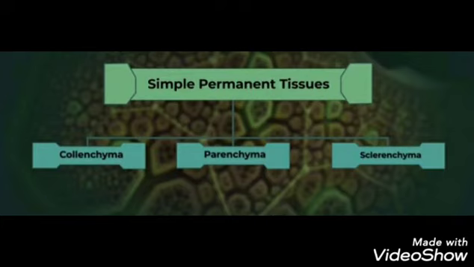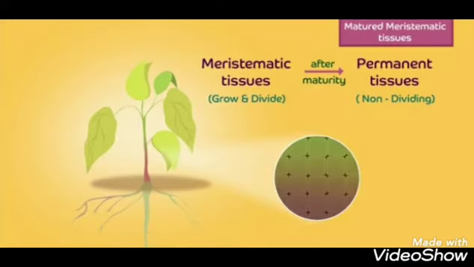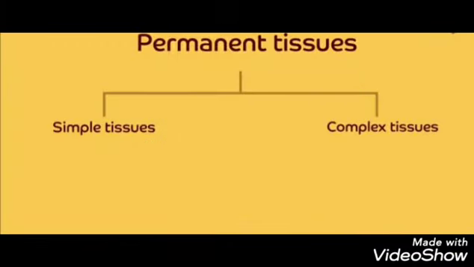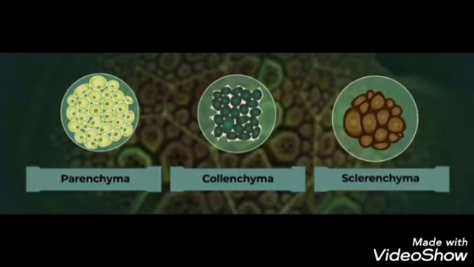Hello students, today we will study about the types of simple permanent tissues. In the previous video lesson, we studied that when meristematic tissues reach maturity and have lost the capability to divide, these tissues are then known as the permanent tissues, which are of two types: simple permanent tissue and complex permanent tissue. Now we will study about the simple permanent tissues in detail.